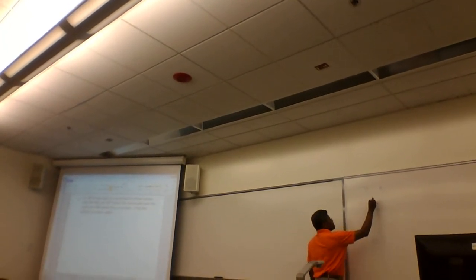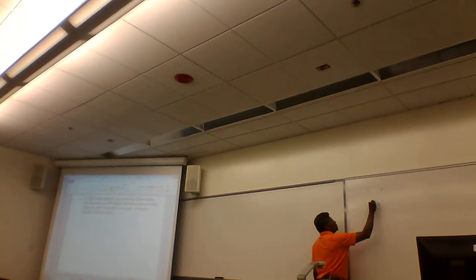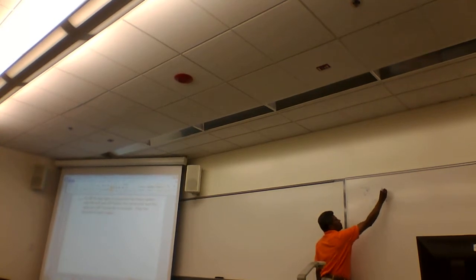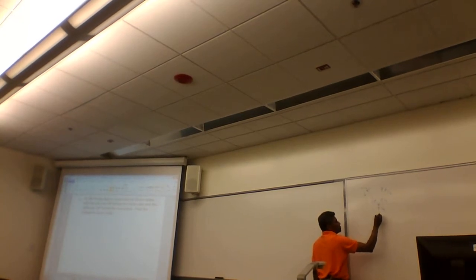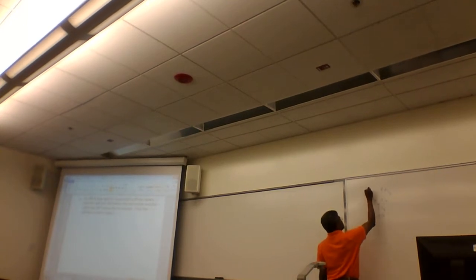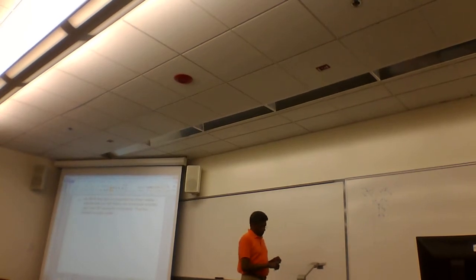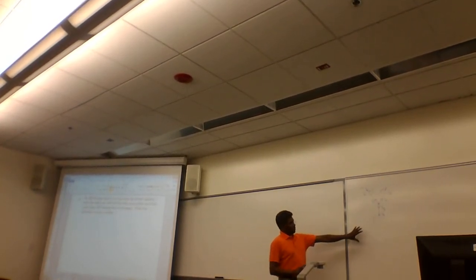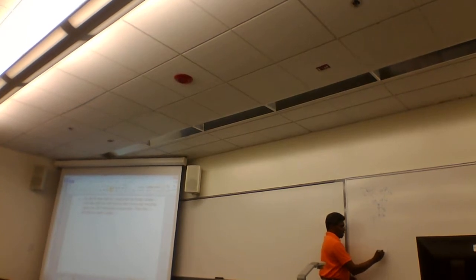I'm going to mark my tensions. T1, T2, T2, T3, and this angle is what, 50 degrees, right? And this angle is 25. Now, the first thing to do is, we are given the weight of this one. So that is mg is equal to 85 newtons.